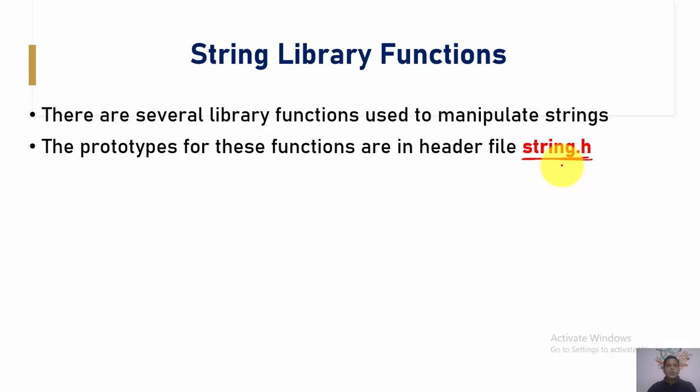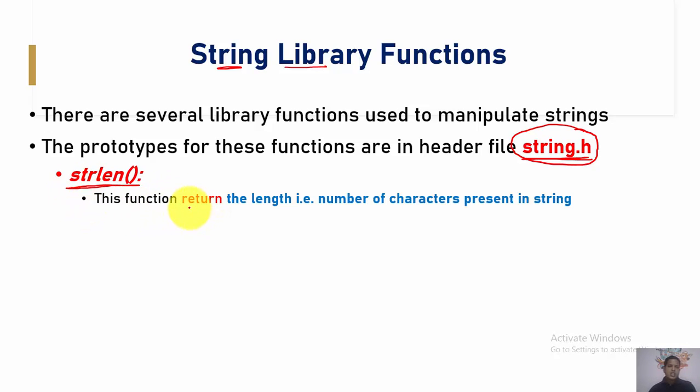So whenever we are going to perform some basic operations on a string using the inbuilt library functions, first of all we have to include string.h, this library file, as a header file. So in short, we have to define the header file as string.h. The first function is strlen. This function returns the length, that is the number of characters present in the string.